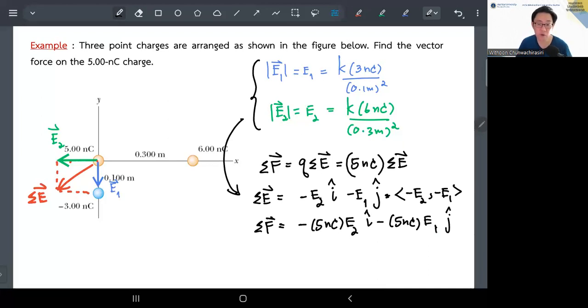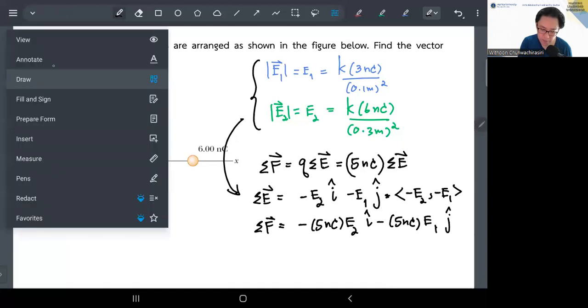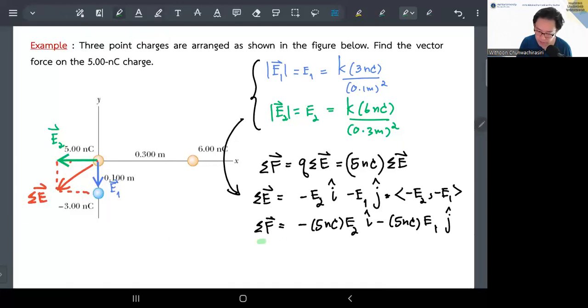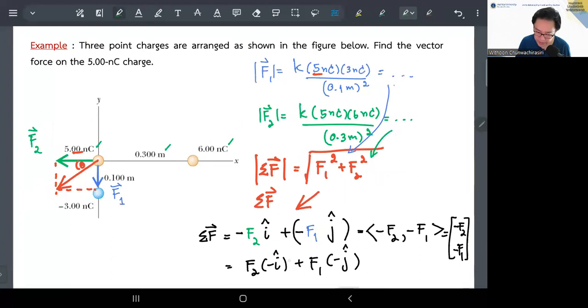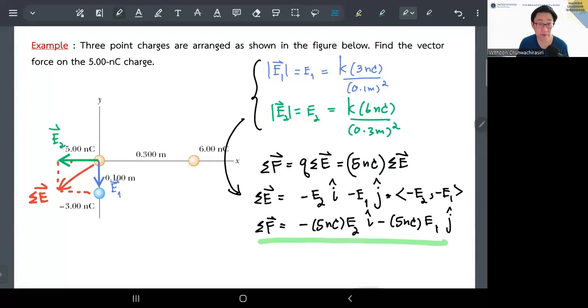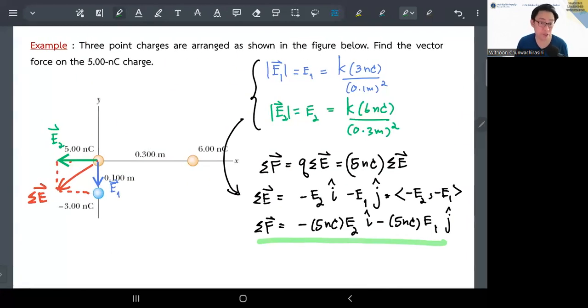Okay. So if you compare whatever you got here and the one that you just got in the previous page, then you will see that it's going to be exactly the same right there. So I hope by showing you these two approaches, you can start to feel that, okay, no matter what we do, we are going to end up with the same answer anyway, because field and force are connected by just this expression right here.